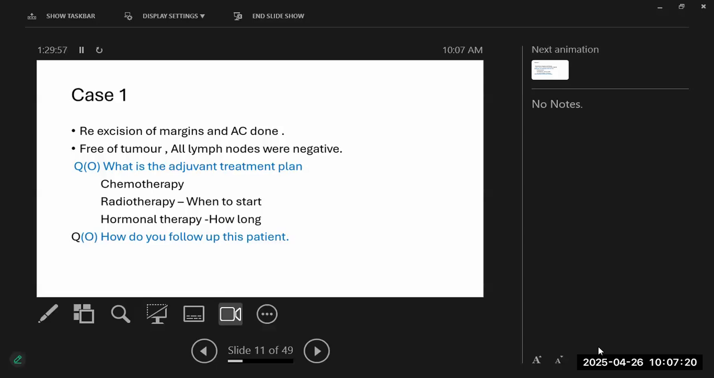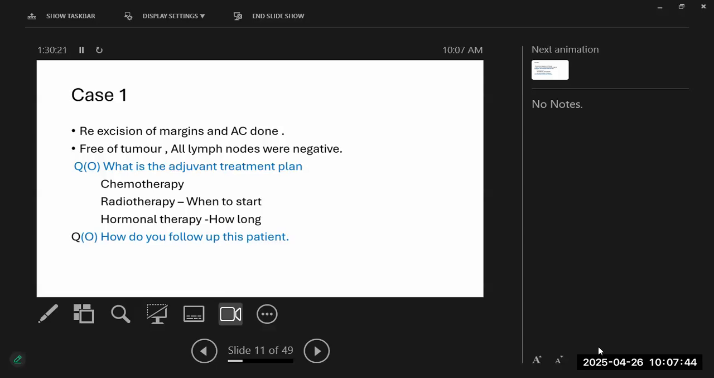So how would you follow up this patient now after completing the treatment? Yes, so in breast cancer, actually, only clinical assessment is the proven follow-up investigation. So clinical assessment we have to do. So usually, when this sort of a patient is on hormonal treatment, they will come and see us every 2 to 3 months at least.